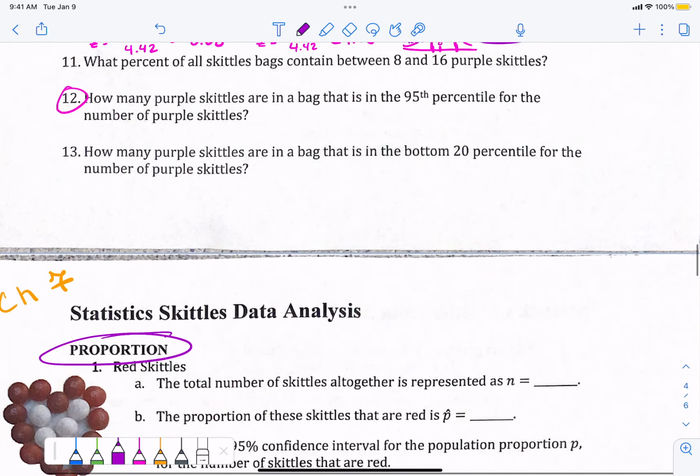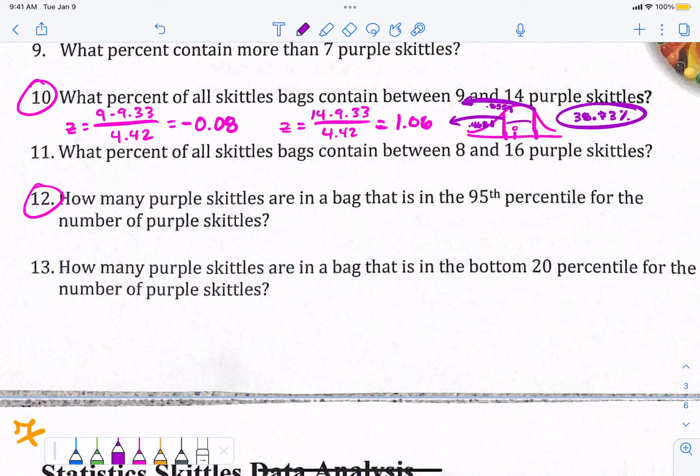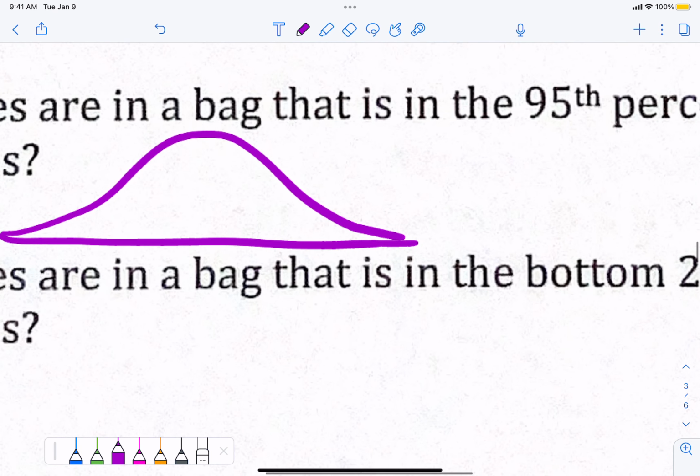All right, let's do number 12. How many purple Skittles are in a bag that is in the 95th percentile? Now they're giving us stuff backwards. What does 95th percentile mean? You work backwards. That means 95% of people are below you.